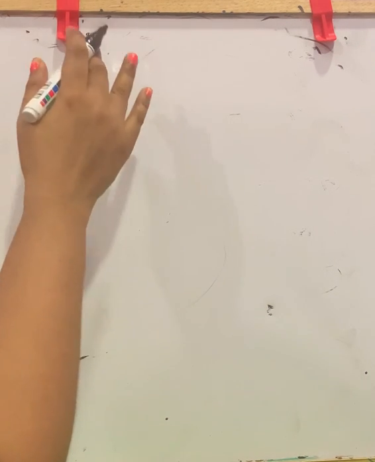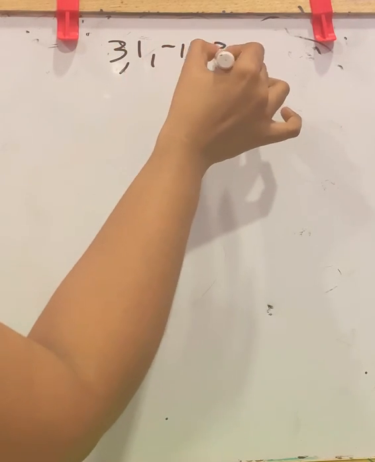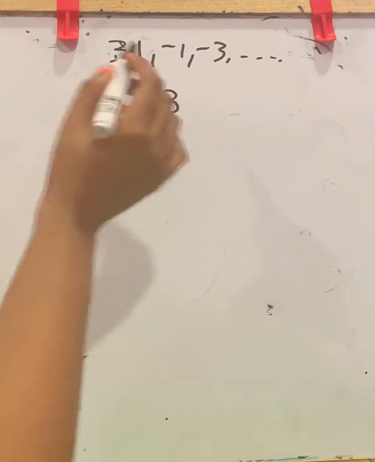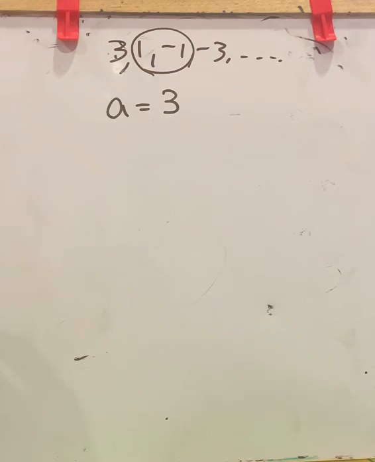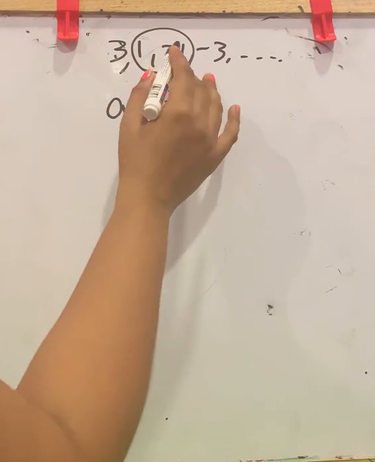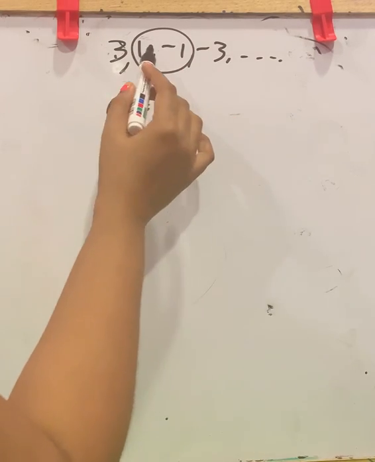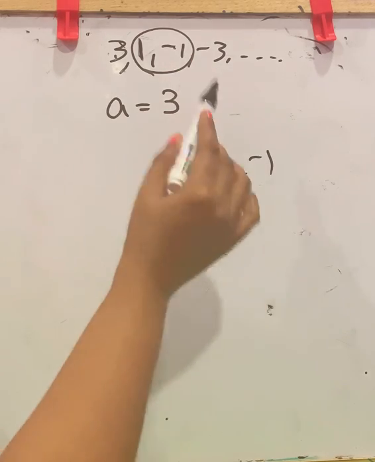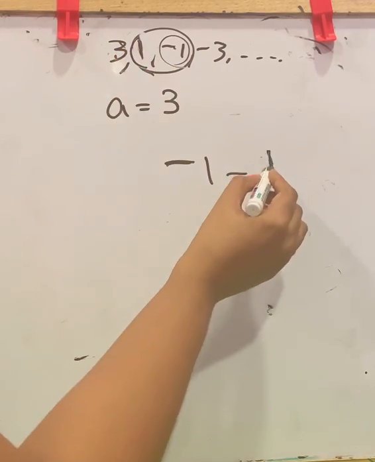We have some APs given. It is already mentioned in the question, it is an AP. So simply write this. What is the first term here? First term is 3. To find the common difference, take any two consecutive numbers and subtract them. You will get the common difference. So how will you subtract? Don't subtract this first and this second. Always write the succeeding number first, then write the preceding number.